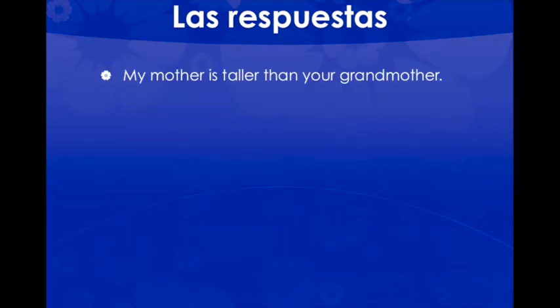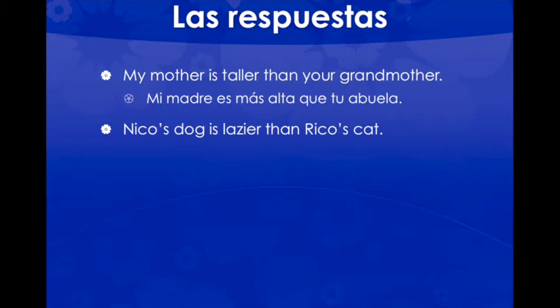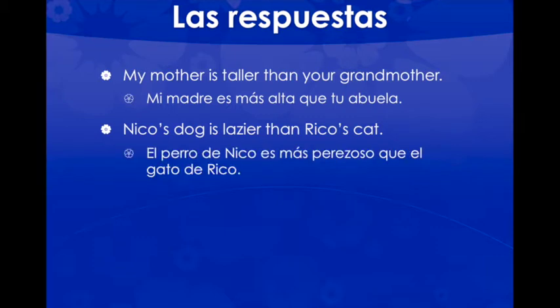So some more examples. My mother is taller than your grandmother. Mi madre es más alta que tu abuela. Notice how alta agrees with madre, so it's feminine. Nico's dog is lazier than Rico's cat. Again, there's no apostrophe S in Spanish, so we have to say the dog of Nico is lazier than the cat of Rico. El perro de Nico es más perezoso que el gato de Rico.